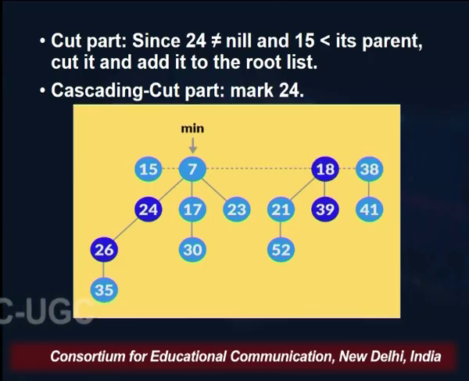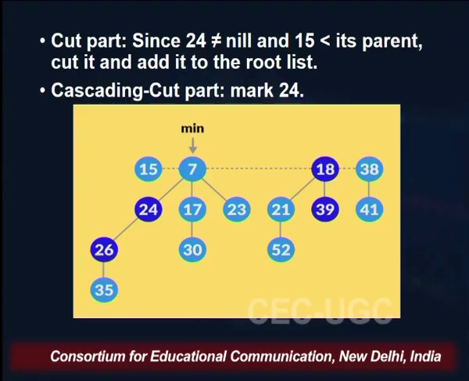So as you can see, we have cut 15 and added it to the root list, and we have marked 14. Now why have we marked 14? Because we have marked 24. So why have we marked 24? For the simple reason that marked means it has lost one particular child. One child, which is 15, has been lost by 24. So that means we have marked 24.